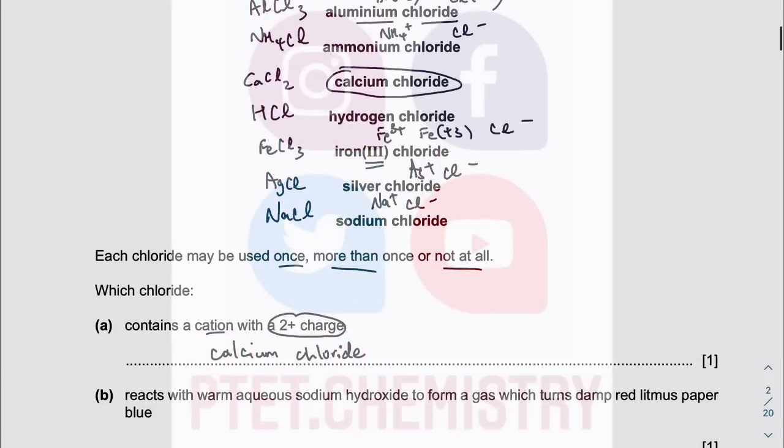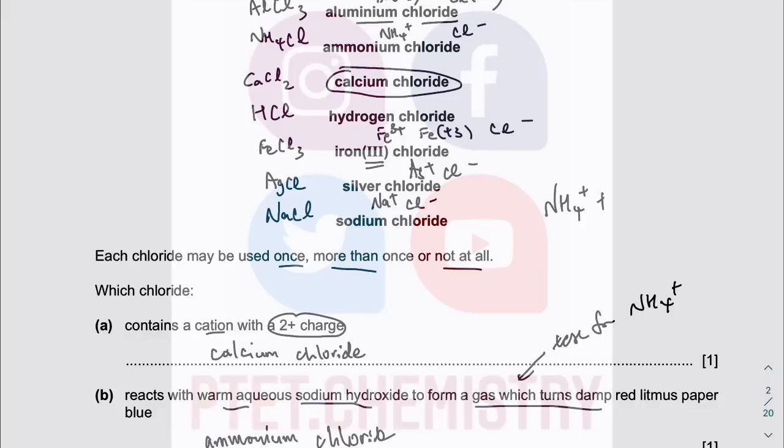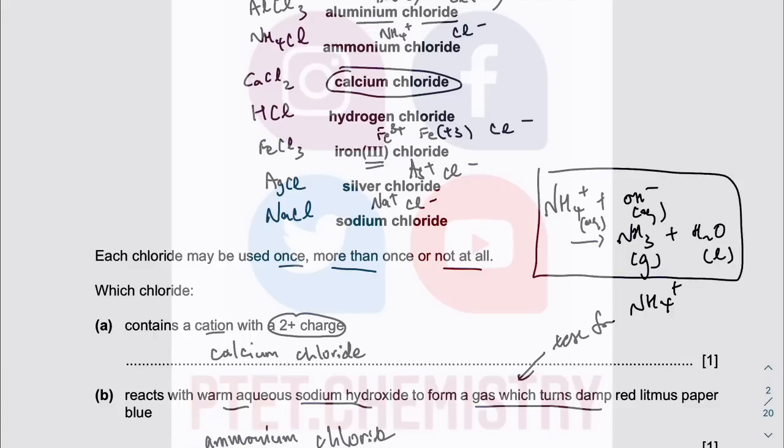Next bit of the question, reacts with warm aqueous sodium hydroxide to form a gas. So this is actually a test for ammonium. You will have done this in practical countless times. You will know that it would definitely be the ammonium chloride, for which if you write the ionic equation, it reacts with hydroxide to give you ammonia gas, NH3, and liquid water, H2O. So that is the balanced ionic equation to show the formation of NH3 from reacting hydroxide with ammonium ion. Obviously you need heat, or you need to warm it up.